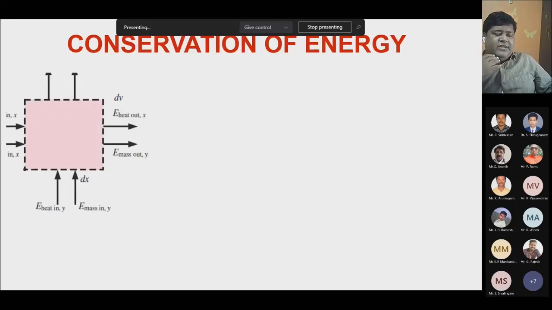So in the case of the x conservation equation, you can see that heat enters in the x direction and heat goes out in the y direction, and on the left hand side, mass is entering in x and mass is out. This is the x direction, not y. It's a mistake in the diagram. Similarly, heat is entering in y, and mass is entering in y.